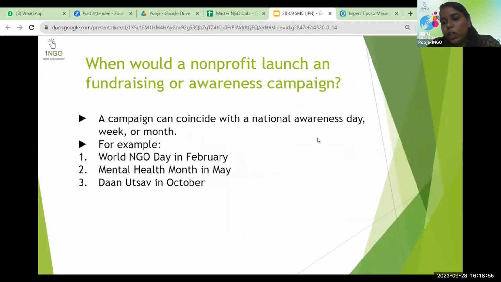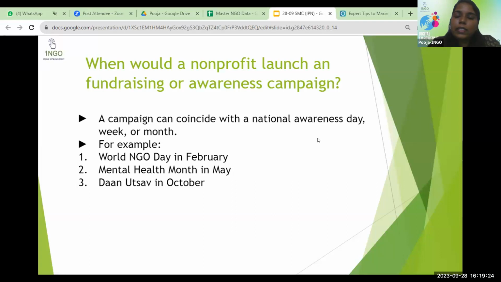So when would a non-profit launch a fundraising or awareness campaign? These campaigns can coincide with national or international awareness days, weeks or months. For example, let me take World NGO Day. World NGO Day is celebrated in more than 89 countries. When is it celebrated each year? It is on 27th February.